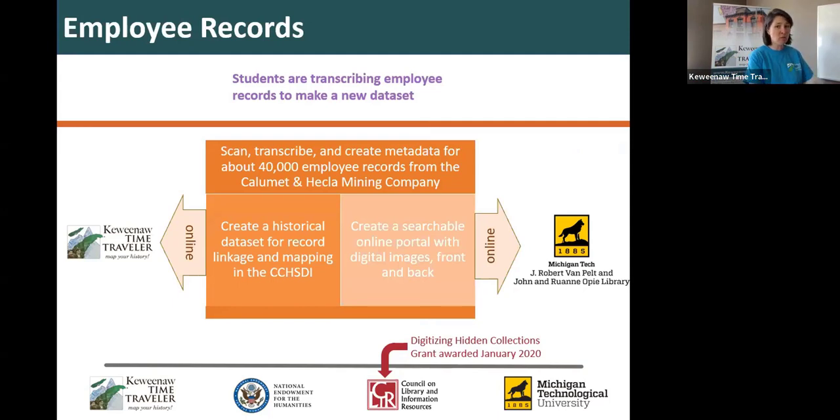So I'm going to tell you about one more big data set that we are working on. As Tim mentioned, this is a set of employee records, and we've been creating this with help from a grant from the Council on Library and Information Resources from their Digitizing Hidden Collections granting program. And so we're working with a set of about 40,000 employee cards that were kept by the Calumet and Hecla Mining Company, which was the largest and ultimately kind of the most powerful mining company here at the height of industrialization.